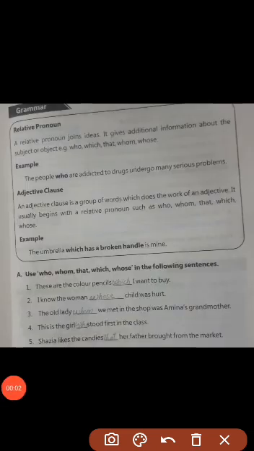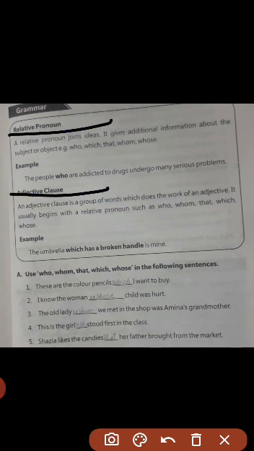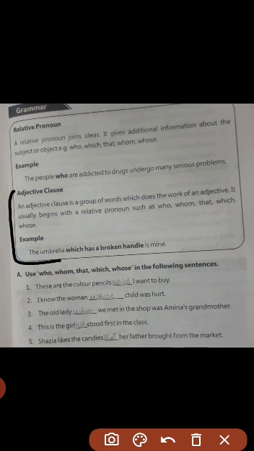So our next topic is grammar: relative pronoun and adjective clause. Let's get to the first definition of relative pronoun. Dear students, adjective clause we'll be doing inshallah tomorrow, because it would take a little more preparation for you. So I am delaying this topic to the next day.